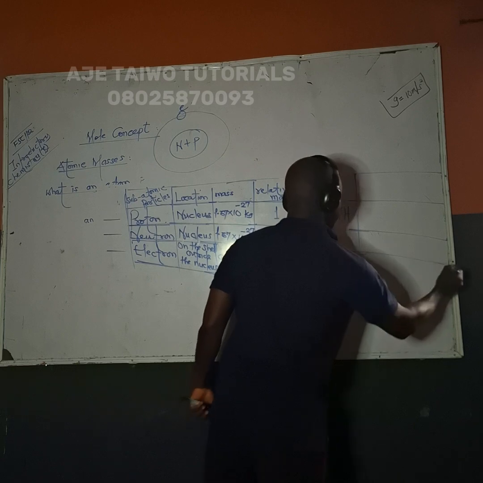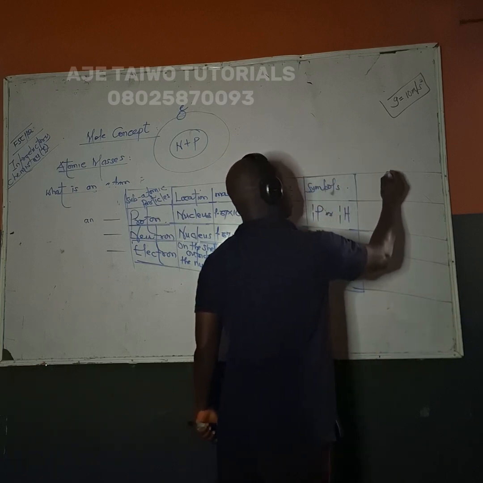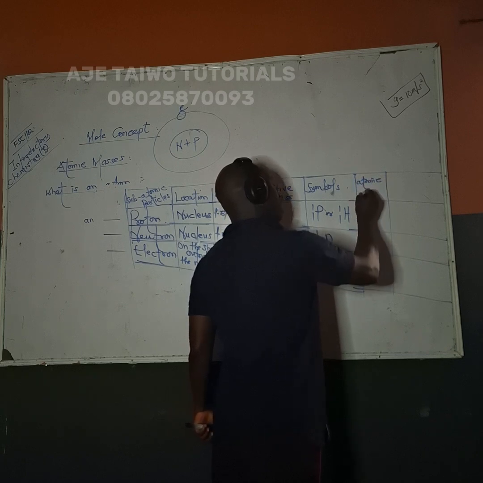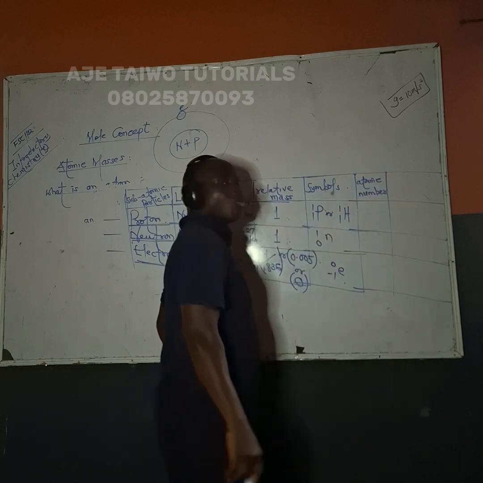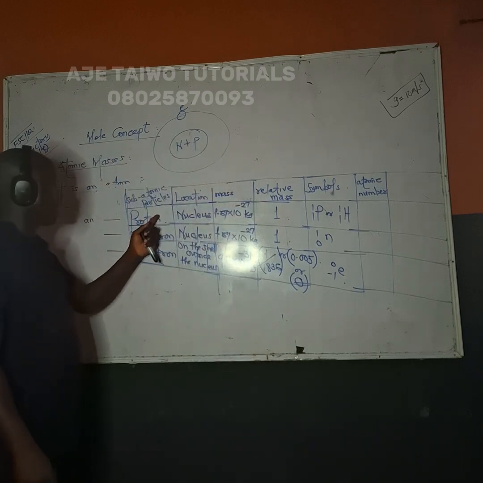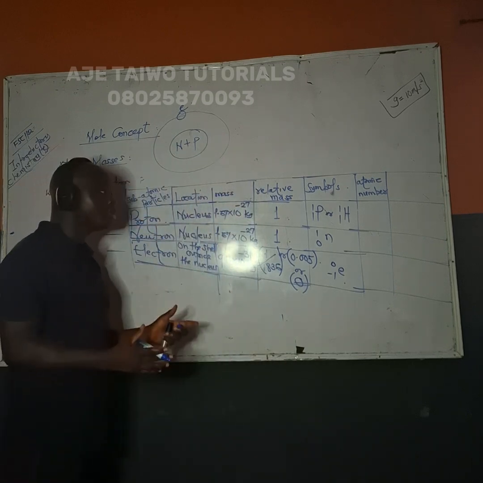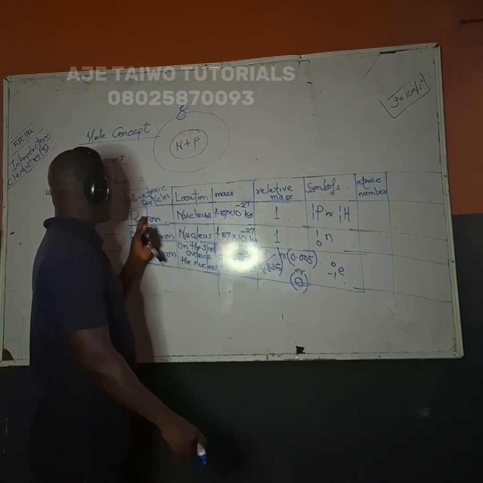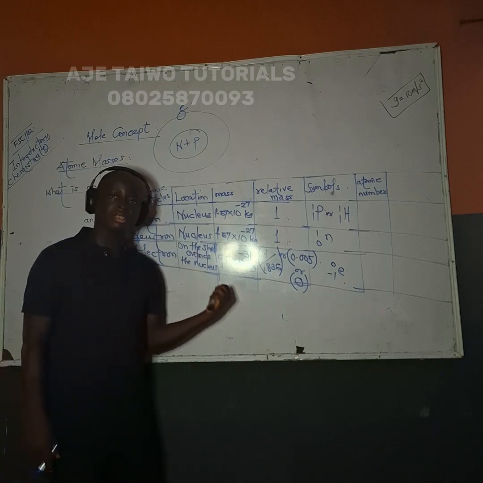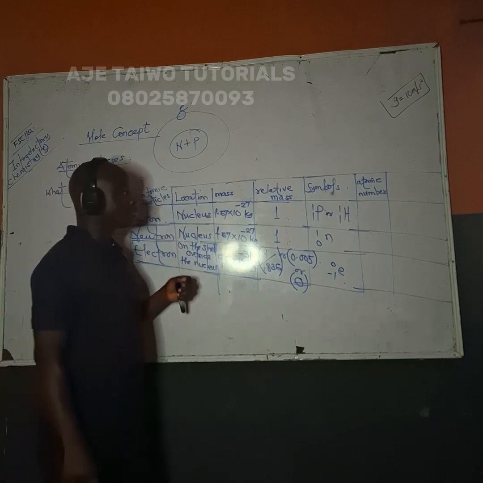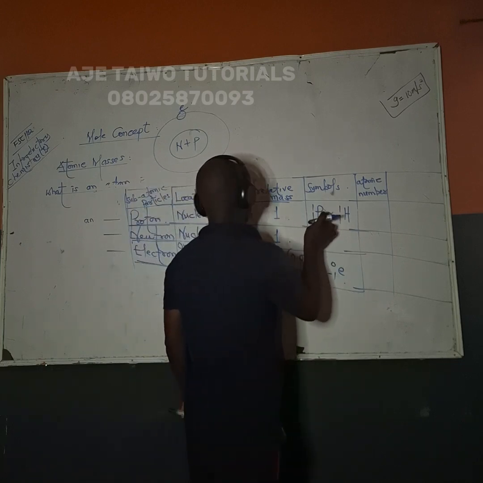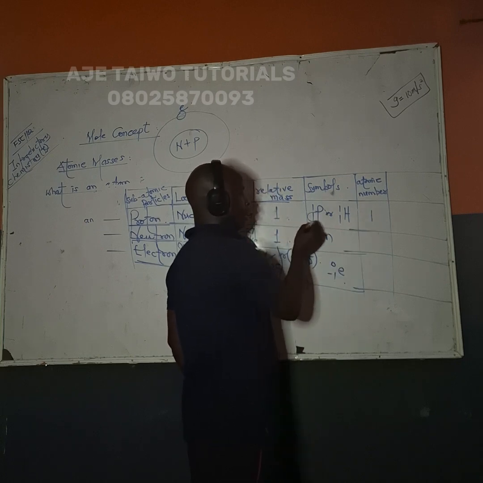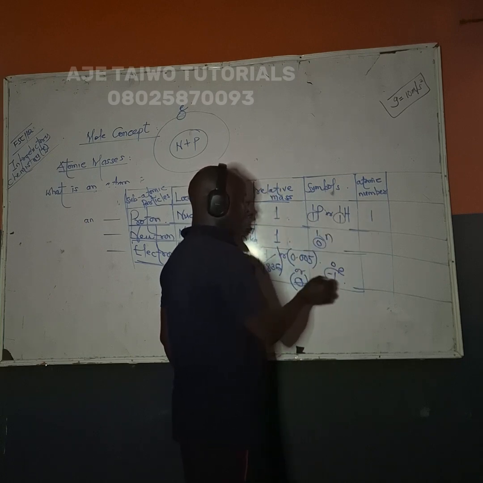Again, another thing they can ask you in this table is their atomic number. What are the atomic numbers of these subatomic particles? I'm giving you a table that contains everything about the subatomic particles of an atom. So what is the atomic number for proton? 1. Any figure here is the atomic number.